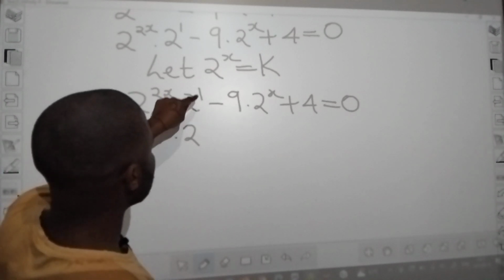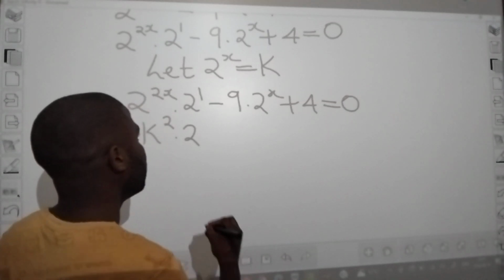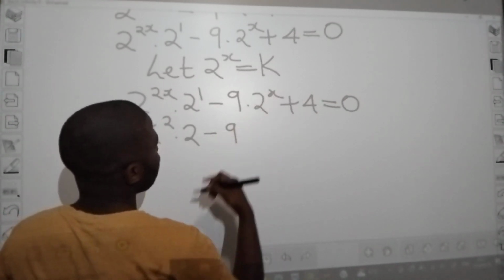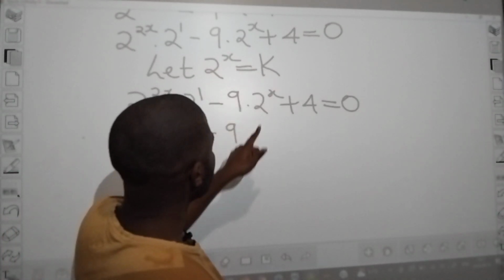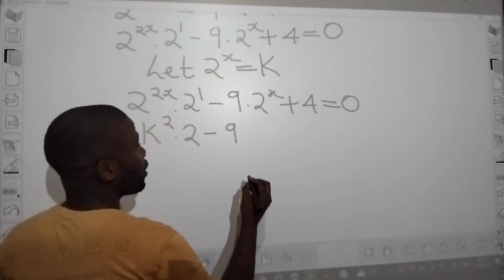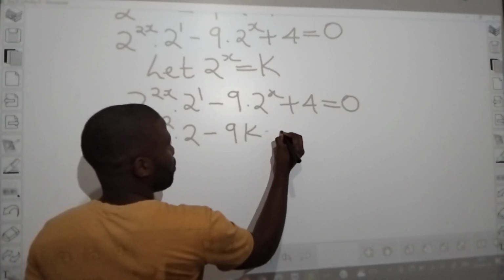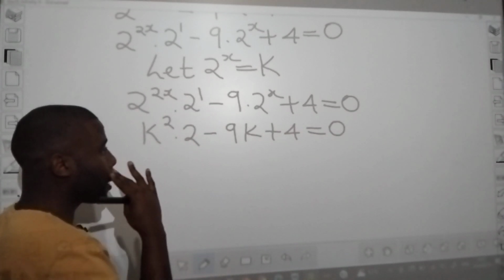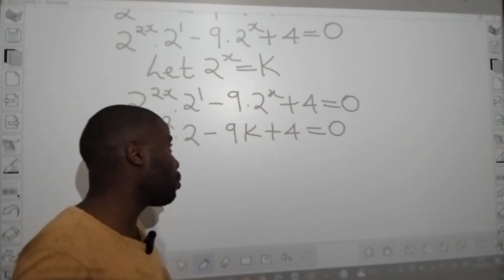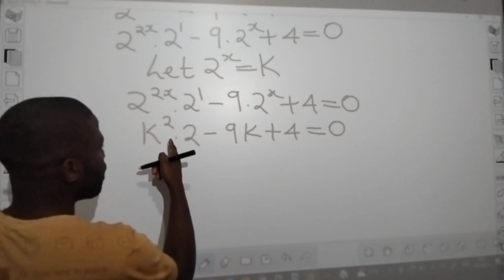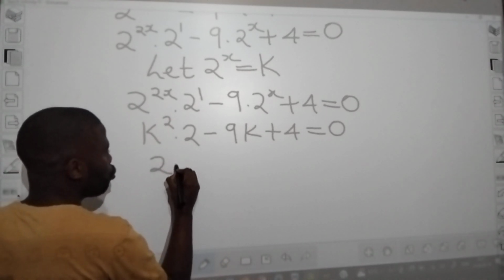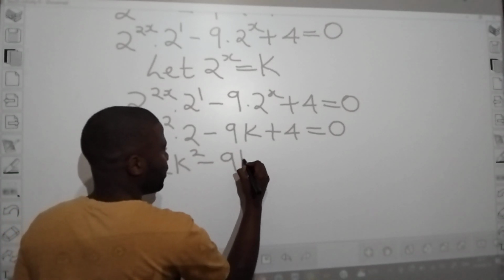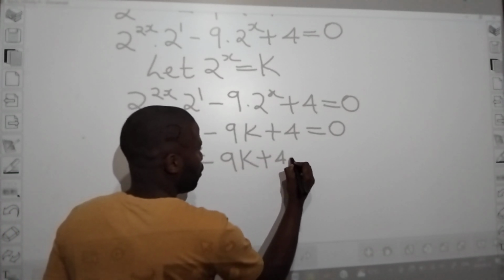You know that 2 to the exponent of 1 is the same as 2, right? And then minus 9. This is 2 to the exponent of x. Since 2 to the exponent of x is k, it means that where there is 2 to the exponent of x, I'm going to write k. Then you say plus 4, equals 0. Then when you arrive here, guys, you write it properly in quadratic form, right? So remember, this is k squared times 2. It's the same as writing 2k squared minus 9k plus 4.